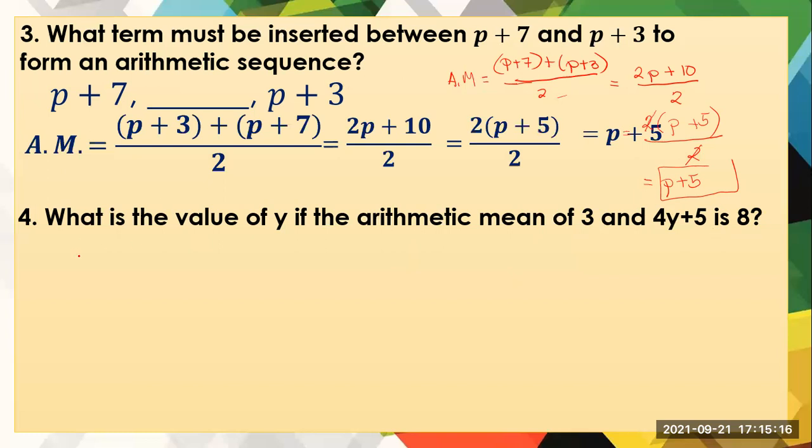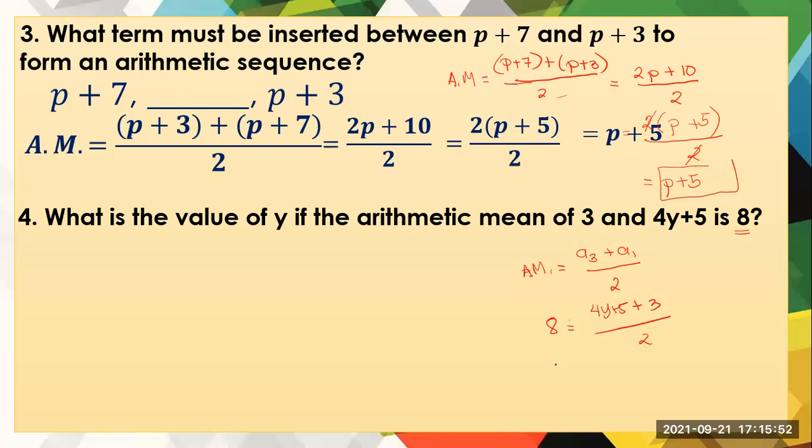So from the formula, the arithmetic mean is equal to the third term plus the first term, or first term plus the third term, divided by 2. There's no big deal there. Okay, your arithmetic mean is 8, so I'll have 8 here. And then I'll have 4y plus 5 plus 3 divided by 2.